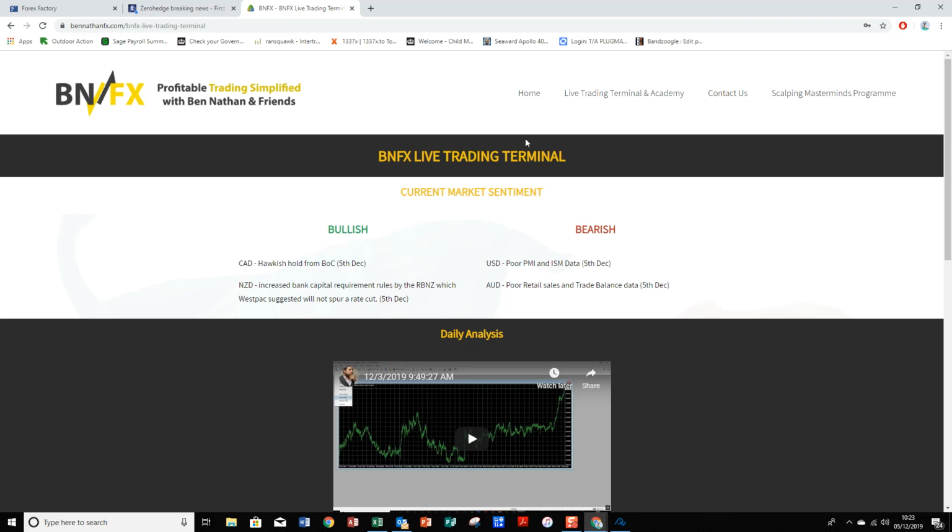Now, what we've got at BNFX, we've got the live trading terminal. So as you can see, it's laid out very simply. You've got a list of the bullish currencies for the day and the bearish. So all you have to do is literally log on at any time and piece together the bullish versus the bearish. So if we work at the CAD first, you'd have the dollar CAD pair. So you'd look to short that. You'd also have the Aussie CAD pair, which you could short. And then we look at the New Zealand. We've got a bullish New Zealand dollar. So you could buy that against the poor dollar, or sell Aussie New Zealand. So selling the poor Aussie and buying the more bullish New Zealand dollar.